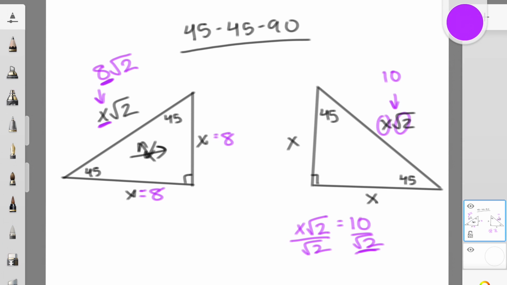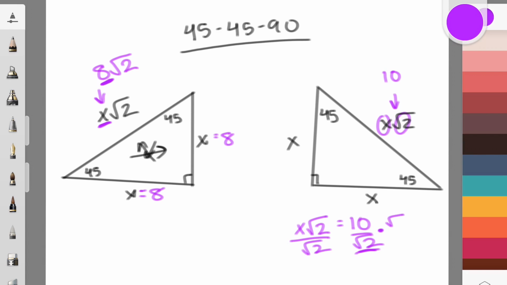But remember, you can't have a radical in the denominator, so you will have to multiply by square root of 2. The top becomes 10 square root of 2, while the bottom becomes 2, since square root of 2 times square root of 2 equals 2. And simplify the answer to 5 square root of 2. And that's the answer for x, so now write it in all of the x's.